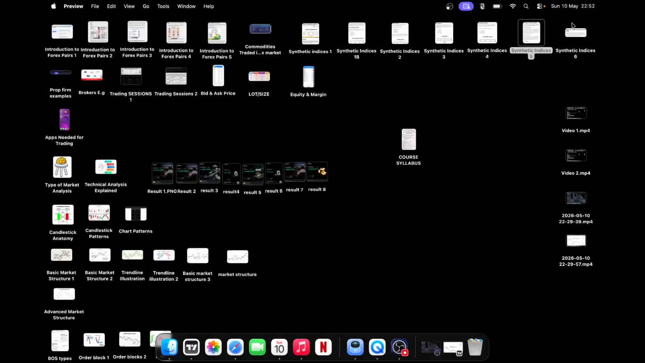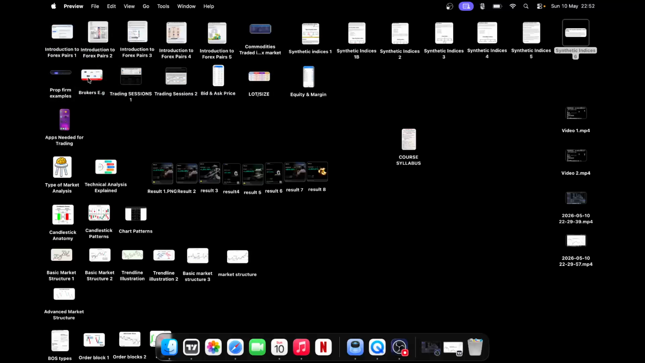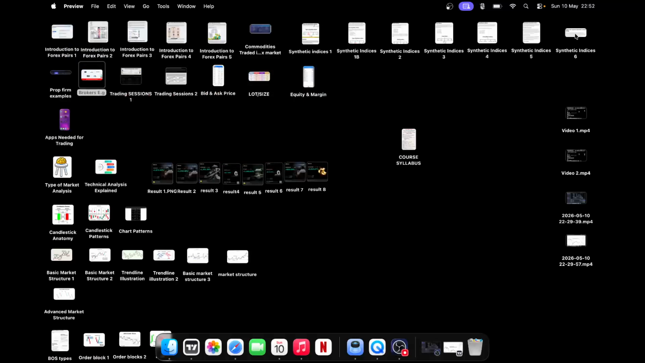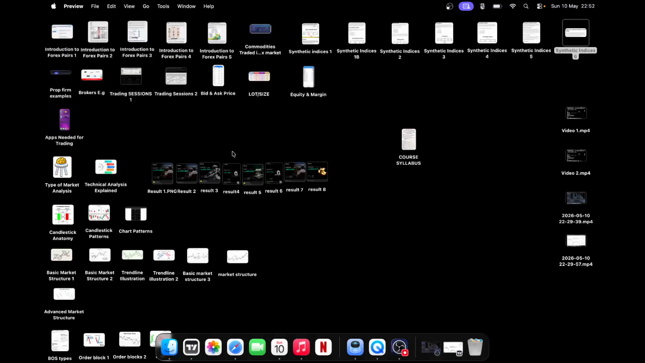Synthetic indices is on. So now, what are the brokers that you can use? I told you about the brokers you can use for commodities and currency pairs. I said you can use Exness, HFM, Axi Market, IC Markets, XM, and so on and so forth. The broker that you can use, that is the platform that will allow you to do all the buying and selling for synthetic indices, is only Deriv for now. It's only Deriv that you can use. So that is about that.